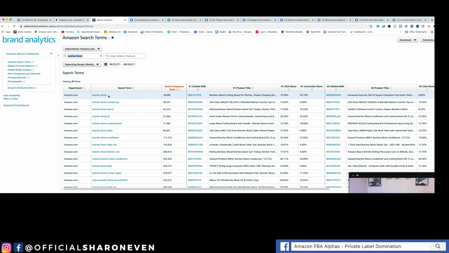And then I saw butcher block, the word, has a search frequency rank of 18,000, right? Which means it's a pretty popular product. It's not number one and it's not in the top 100, but it's still a pretty popular product. And then I saw here butcher block oil, 61,000 search frequency rank. So it's not super popular, and it's not super unpopular, but it's a product that is being searched for.